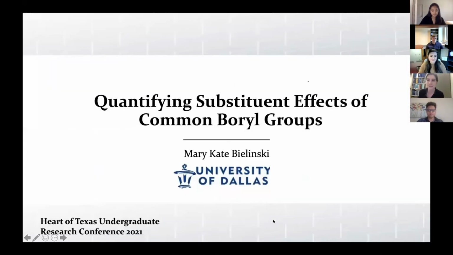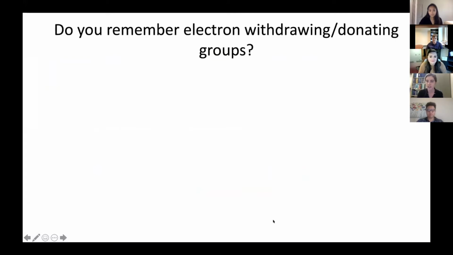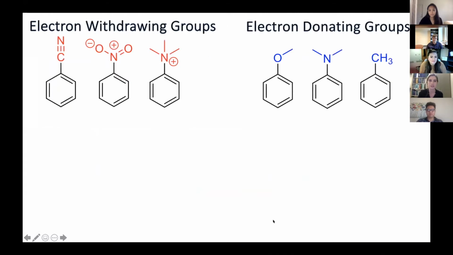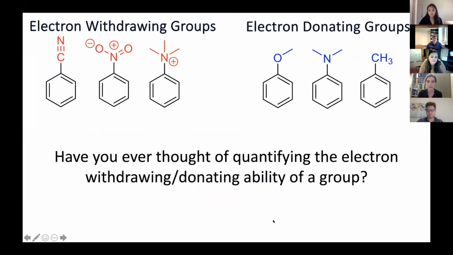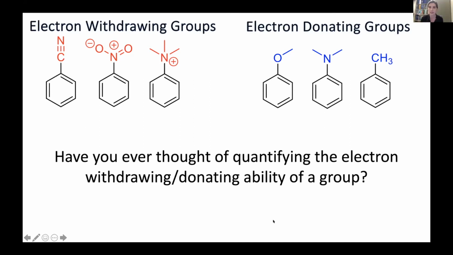Good morning. My name is Mary Kate Belinsky, and today I'll be presenting on quantifying substituent effects on common boral groups. So in Orgo 2, we all learned about electron withdrawing and donating groups. Electron withdrawing groups withdraw electron density from the aromatic system, while electron donating groups donate more electron density into the aromatic. But have you ever thought of quantifying how strong the electron withdrawing or donating power is?